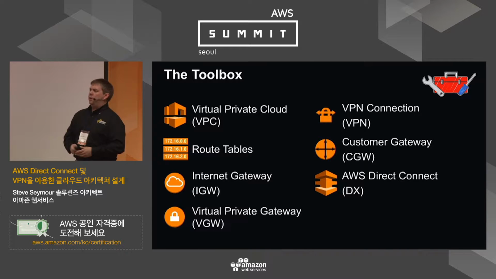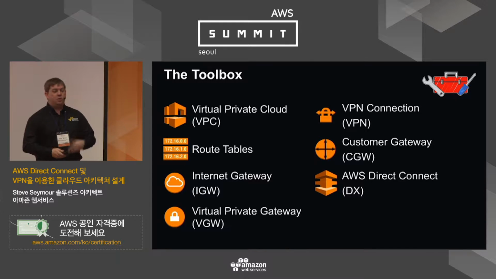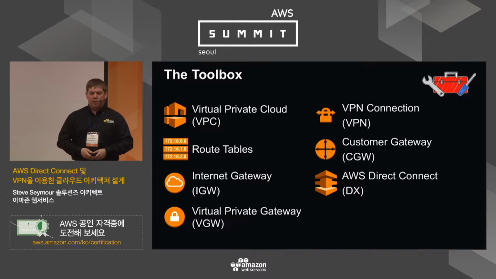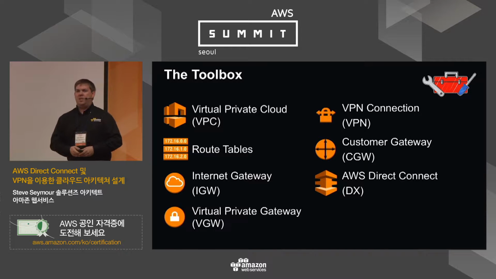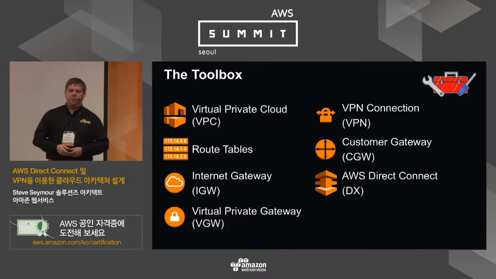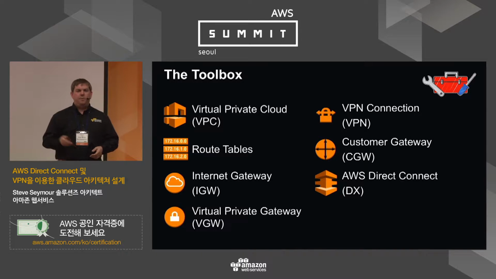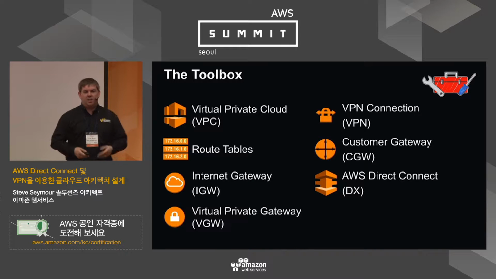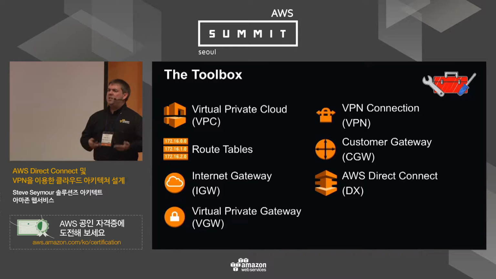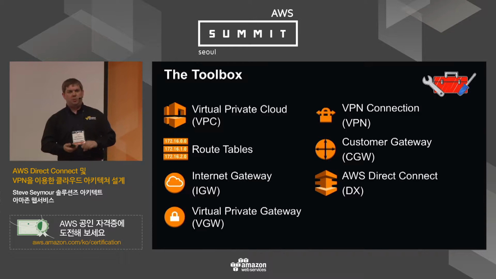These are the terms that we're going to be using throughout this session, the toolbox, if you like. We're going to be talking about, obviously, VPC, virtual private cloud, the route tables that I mentioned a moment ago, but also the internet gateway, the virtual gateway, VPN connections, Direct Connect, customer gateways. But in these slides, I refer to them by their acronym. So we have IGW, VGW, CGW.